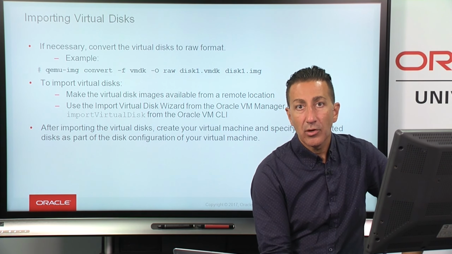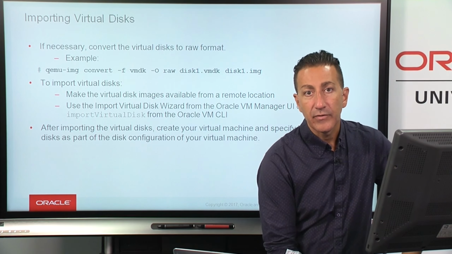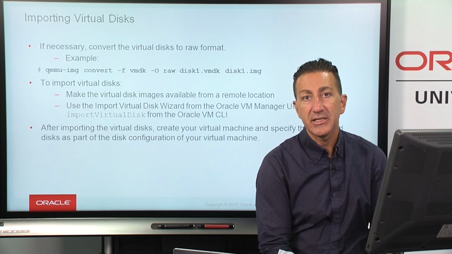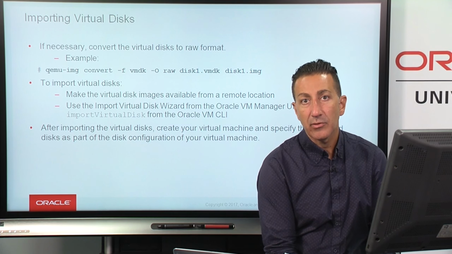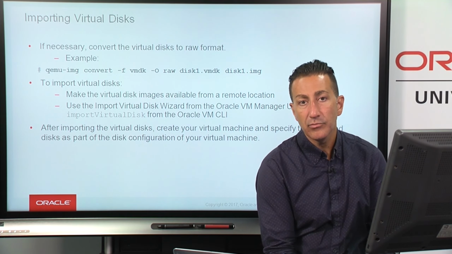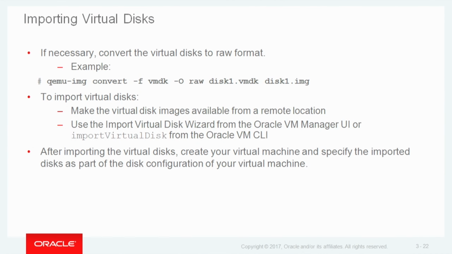Well, also another option is to import only a virtual disk. If it's necessary, I repeat, if this virtual disk comes from other virtualization vendor platforms, you could use the QEMU image. You have an example like this one. So you convert, for example, from this format, VMDK, to raw format.